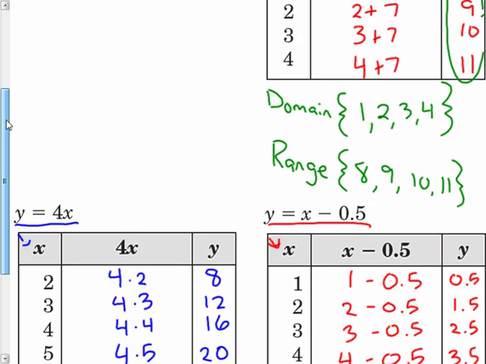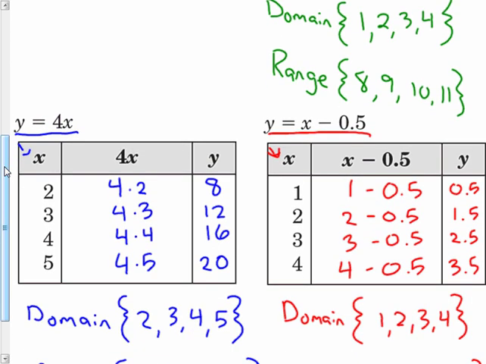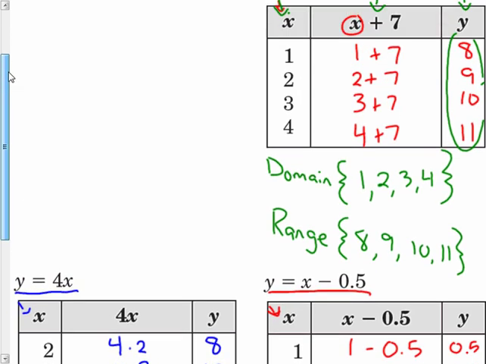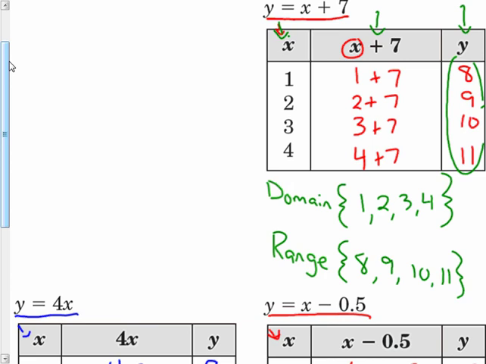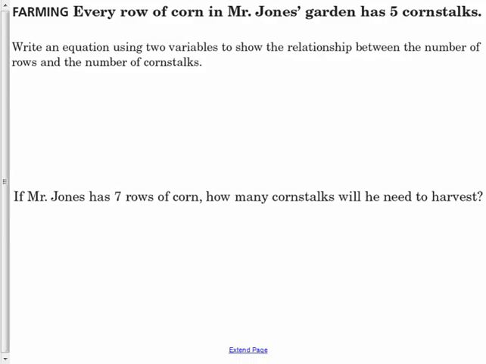The last thing I want to look at is a word problem where you're not given the function. You won't always be given. If you're given the function, like we were in each of these tables, then it's plug the numbers in and find your outputs. But how about a situation where you're not given the function? You have to find it. Here's an example. It says for every row of corn in Mr. Jones's garden has 5 corn stalks. Every row of corn has 5 corn stalks. What we need to do is write an equation using 2 variables to show the relationship between the number of rows and the number of corn stalks.